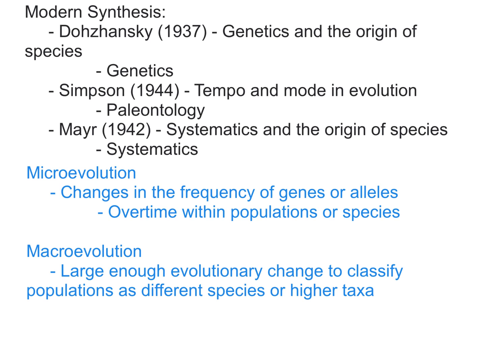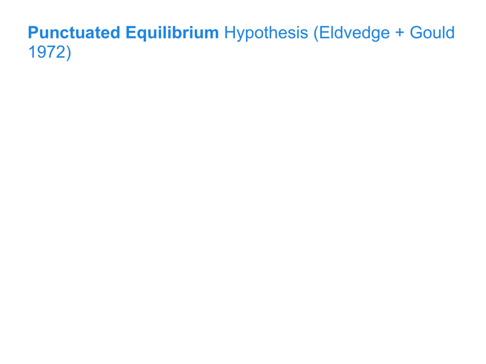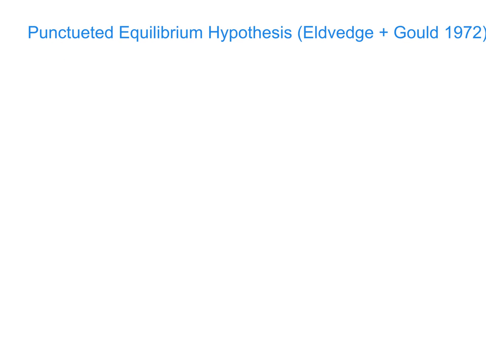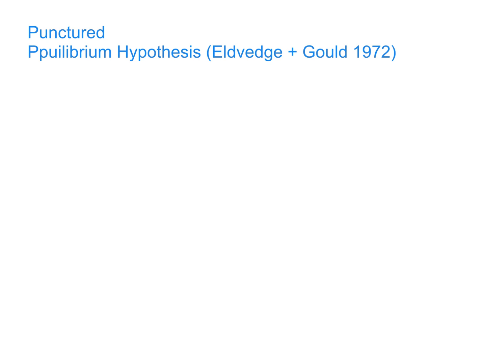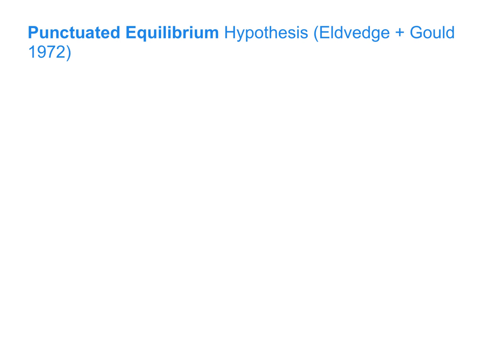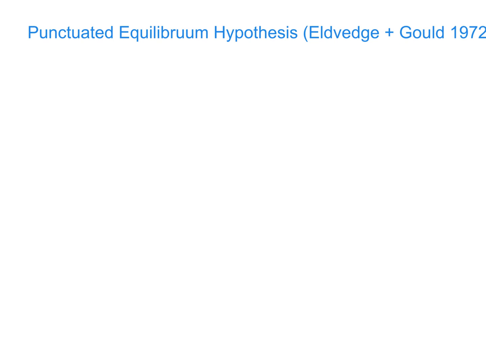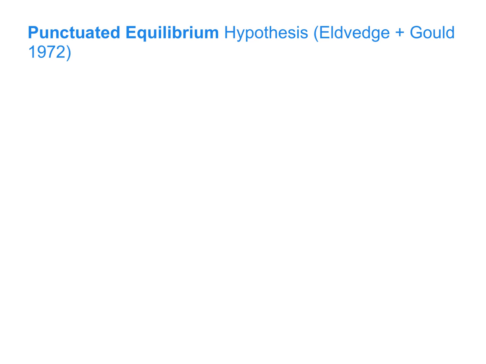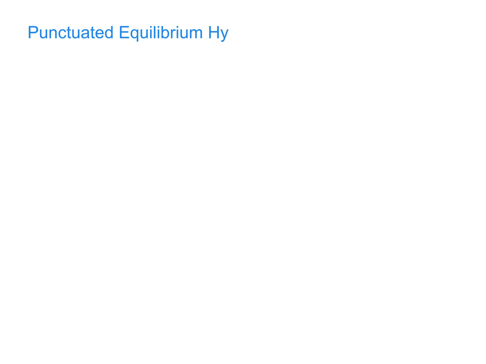This is a hypothesis called the punctuated equilibrium hypothesis. And this is by Niles Eldredge and Stephen J. Gould in 1972. And this is that sometimes lineages don't always change only gradually. They can change in fits and starts. Why might that take place?